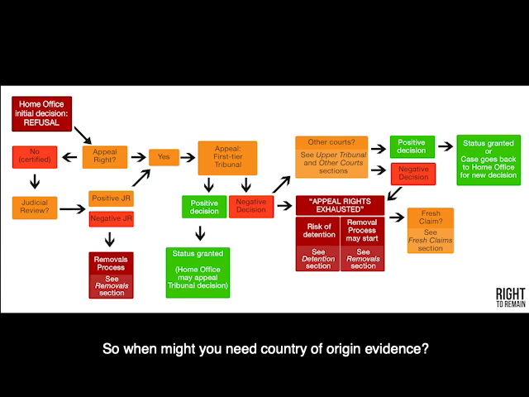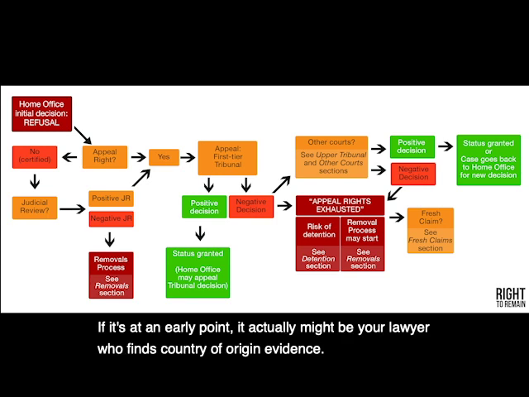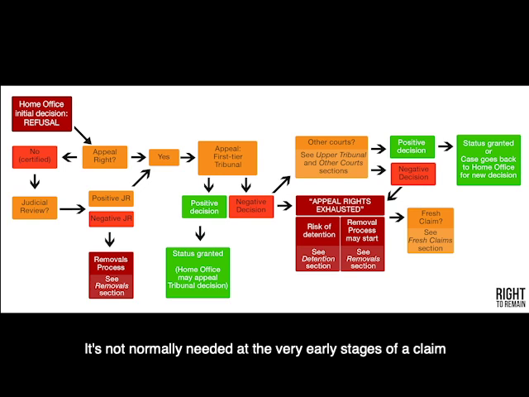So when might you need country of origin evidence? Well, in an asylum claim, it might be at several different points throughout the claim. If it's an early point, it actually might be your lawyer who finds country of origin evidence. It's not normally needed at the very early stages of a claim if you come from a country that's fairly well known or your situation is fairly well understood. It's not a particularly complicated or unusual situation.